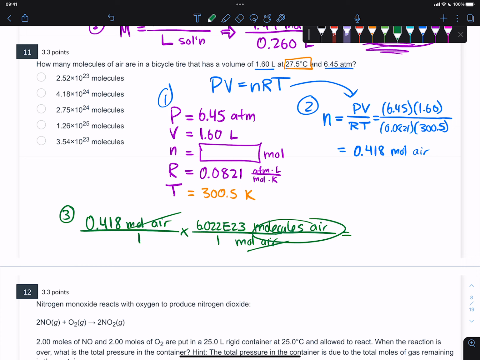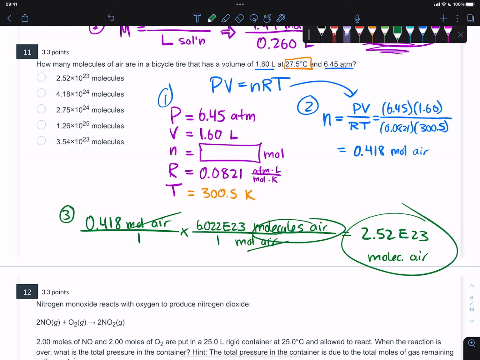So multiplying it out, we get about 2.52 times 10 to the 23 molecules of air, which is this answer here.